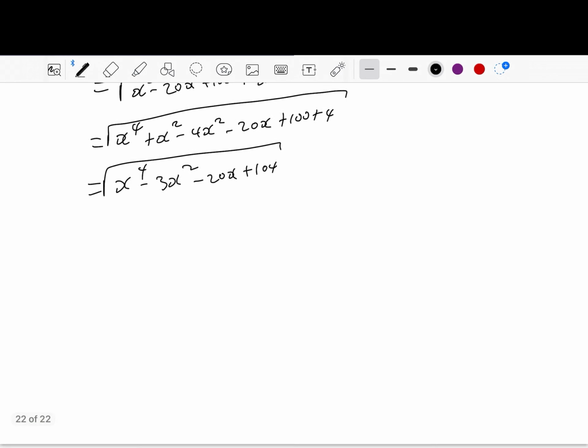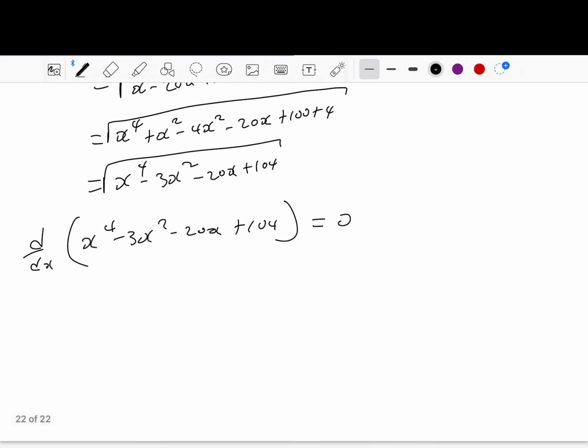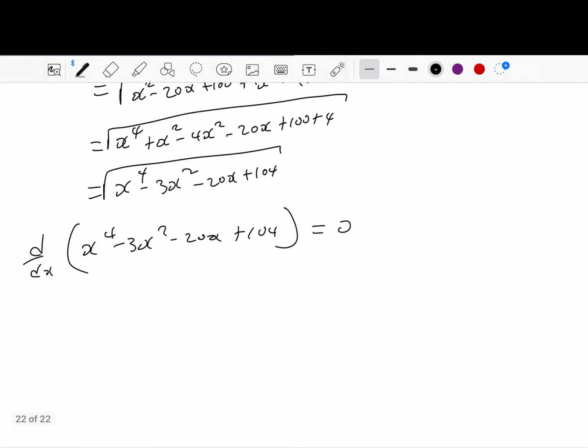To do that, you need to find the first derivative of the distance. So you find the first derivative of x power 4 minus 3x squared minus 20x plus 104 and equate that derivative to 0. Every time you're asked to find the minimum or maximum of something, you need to find the first derivative and equate it to 0. So find the first derivative of this.